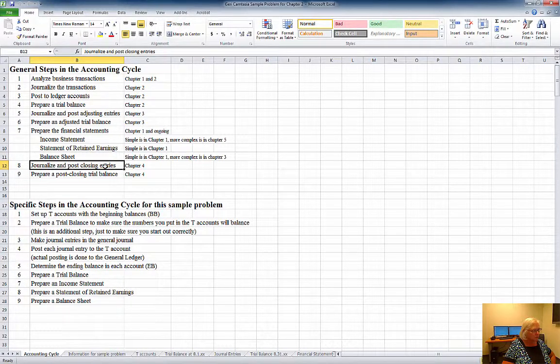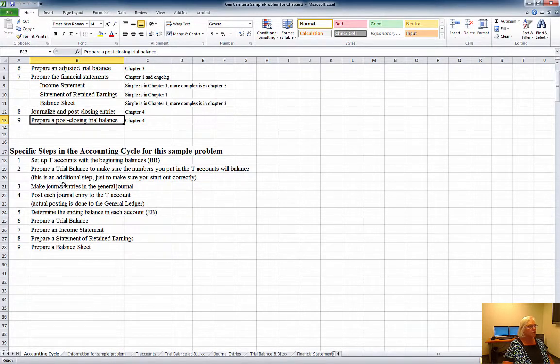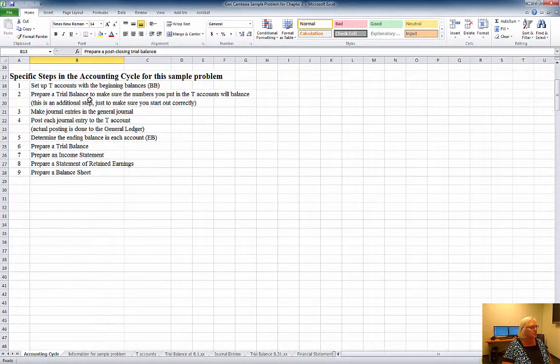After that, in chapter 4, you're going to learn how to journalize and post closing entries, and then we'll prepare a post-closing trial balance. So you've got 3 trial balances eventually to do: a regular one after journal entries, an adjusted one after the adjusting entries, and a post-closing one after closing entries. For this particular problem, the specific steps that we're going to do is we're going to set up T accounts with beginning balances.